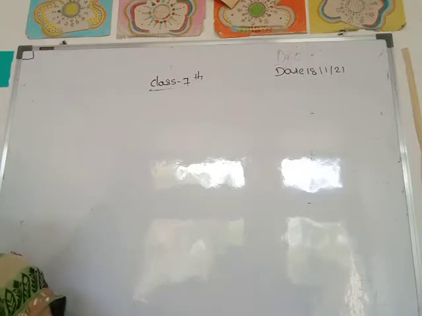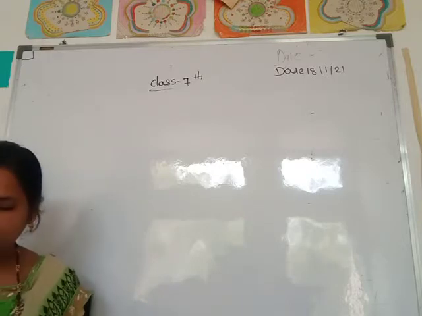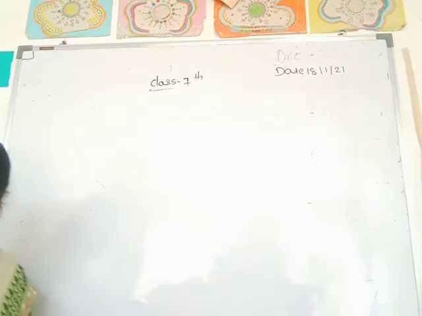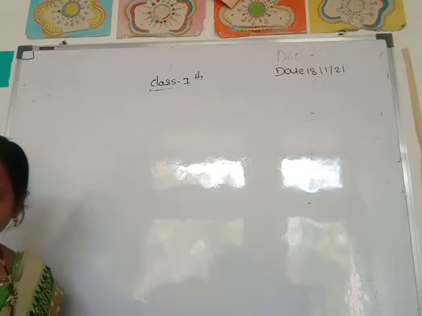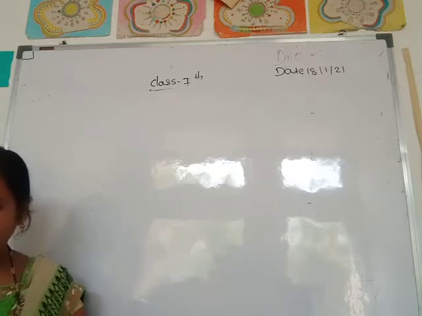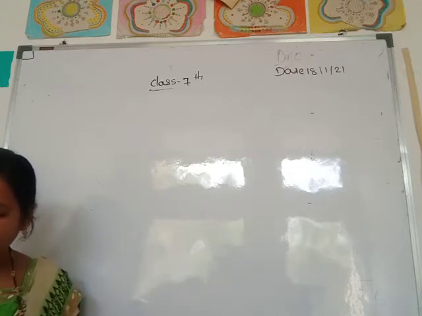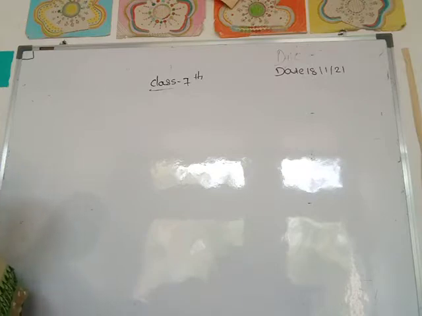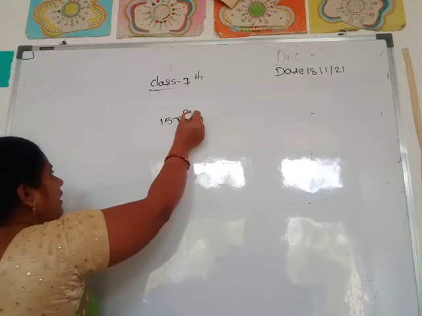In this chapter, the next point is factorizing algebraic expressions. While factorizing a monomial, find the prime factors of the numerical coefficient first and then factorize the variables part. See here, example: 15x square y.